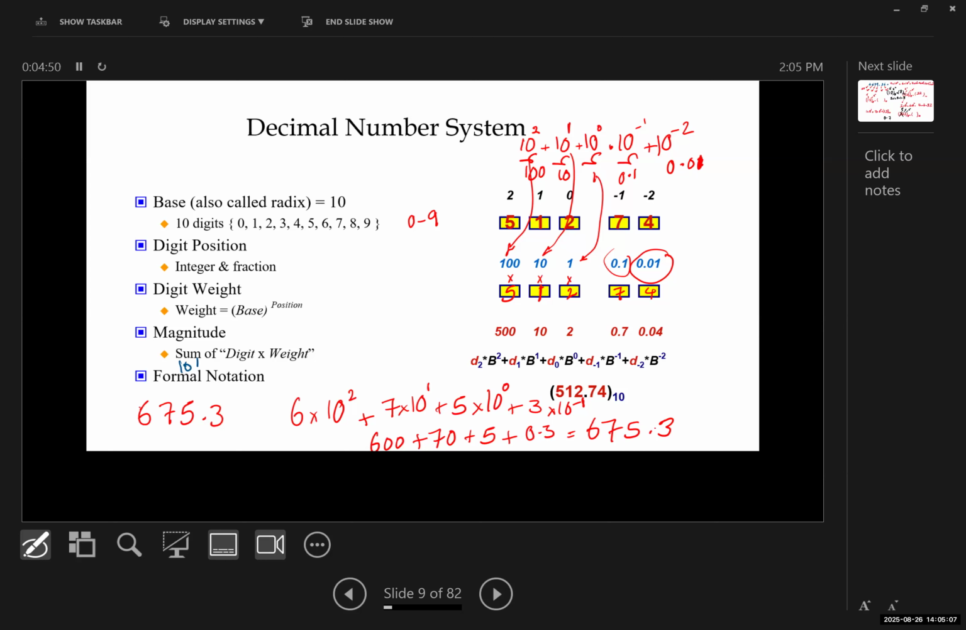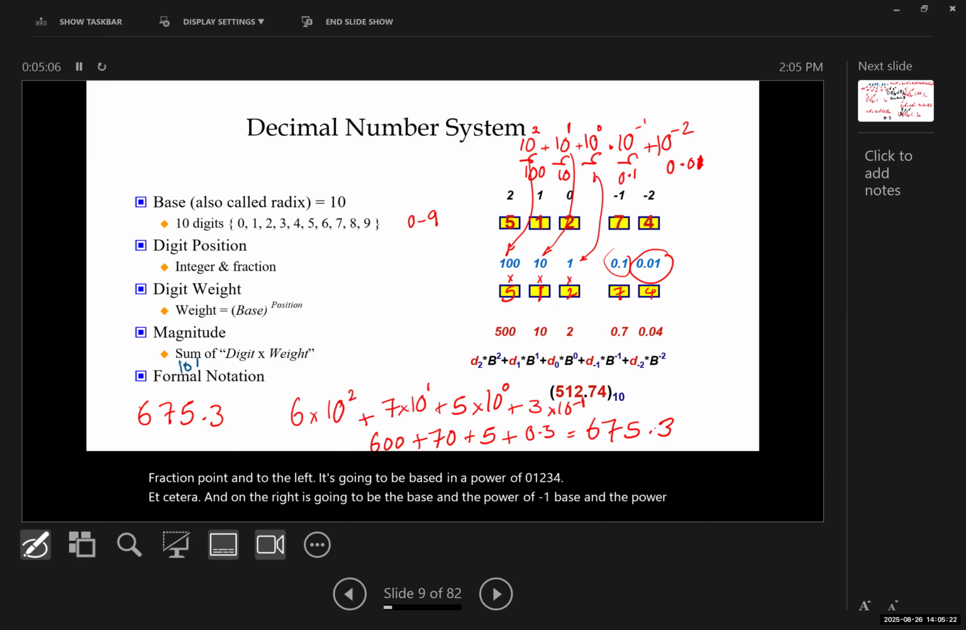So again, we start with the fraction point, and to the left, it's going to be the base to the power of 0, 1, 2, 3, 4, etc. And on the right is going to be the base to the power of negative 1, the base to the power of negative 2, and so on.